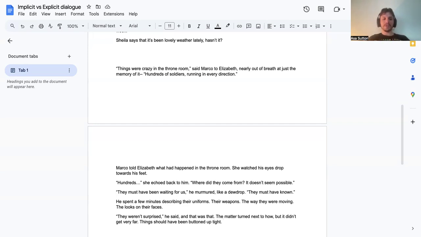"They weren't surprises, and that was that. The matter turned next to how, but it didn't get very far. Things should have been buttoned up tight." This is a huge amount of dialogue. This is a huge amount of back and forth, even though it didn't get very far. It's a huge implied conversation that we don't need to see. Even though our characters are just standing around talking, all that time has passed for us, and we get the impression that we need without wasting.